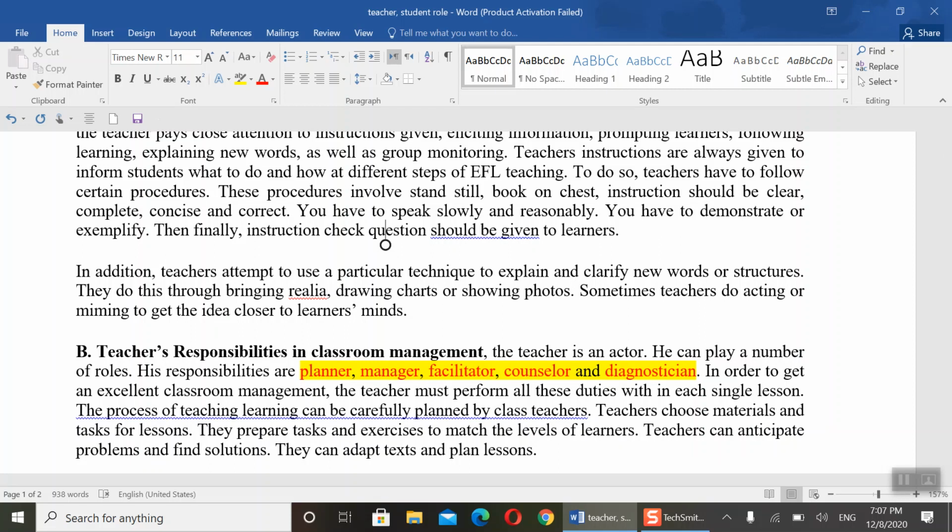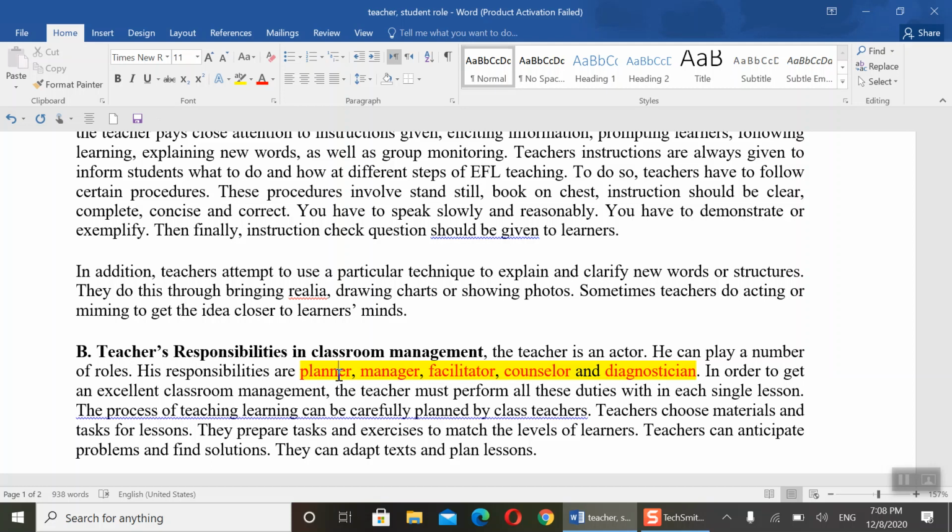Number two, teacher's responsibilities in classroom management. The teacher is an actor. You see here, as I told you, the teacher is an actor. He can play a number of roles. What are the roles he or she is playing? Planner. The teacher is a planner. You have a plan and you plan everything. You plan the class, what to do, not at the same time. Not that you have a class and now you want to do everything. No. You have to plan.